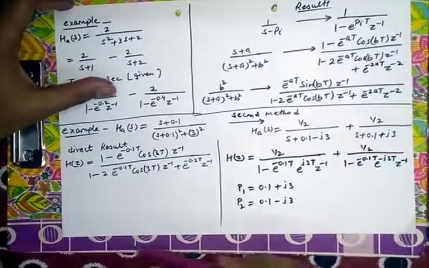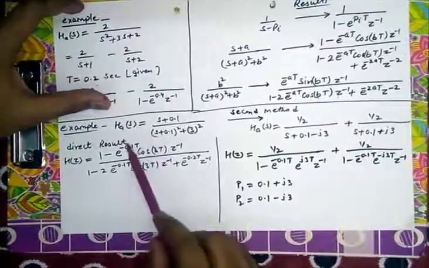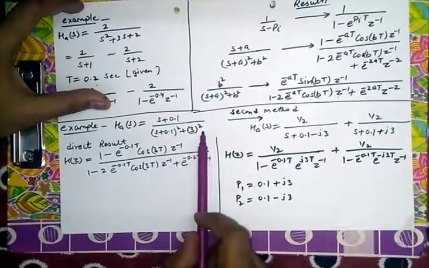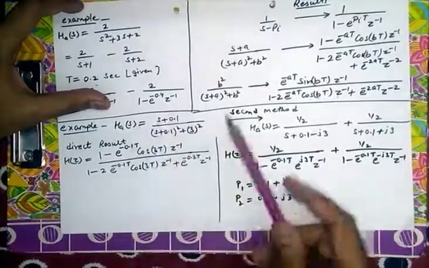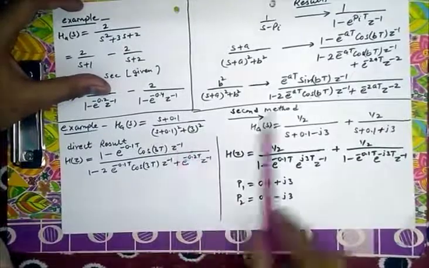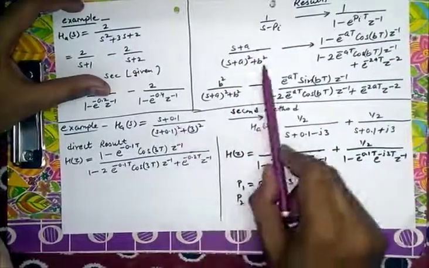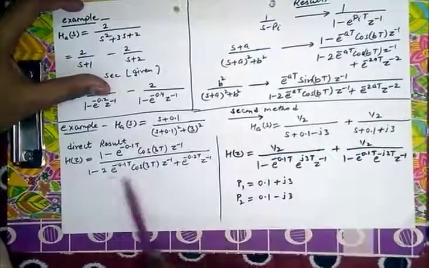Second example, a little bit complex. H(s) is equal to (s + 0.1)/((s + 0.1)² + 3²). It can obviously be done by two methods. The first method is direct results, comparing the identity. Here a is 0.1, b is 3. Putting in the results, you have the answer.